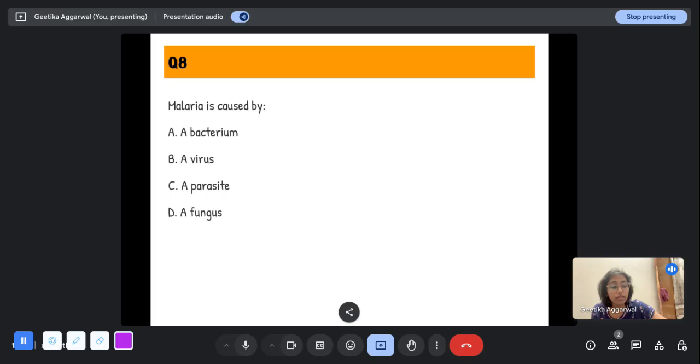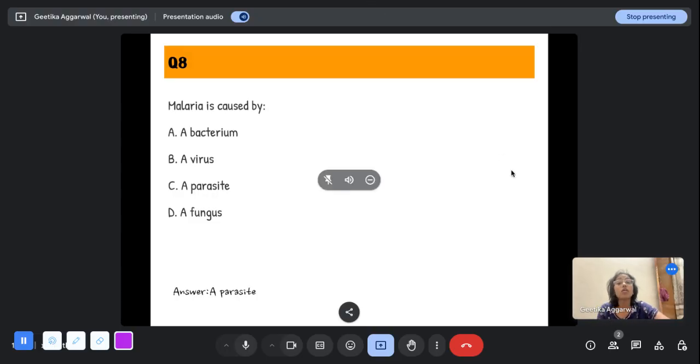Malaria is caused by a bacterium, a virus, a parasite, or a fungus. What is it that causes malaria? And yeah, so the answer is a parasite. Malaria is actually caused by a parasite which falls in the genus Plasmodium, and Plasmodium falciparum is one of the most dangerous species of this parasite, and it's spread by a mosquito which falls in the genus Anopheles.